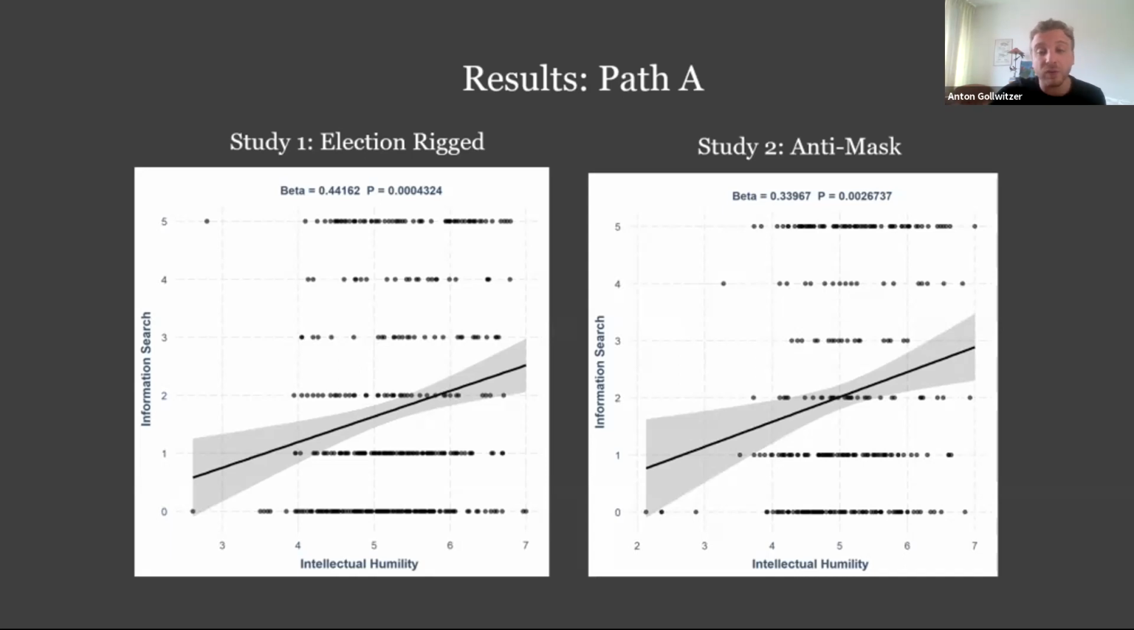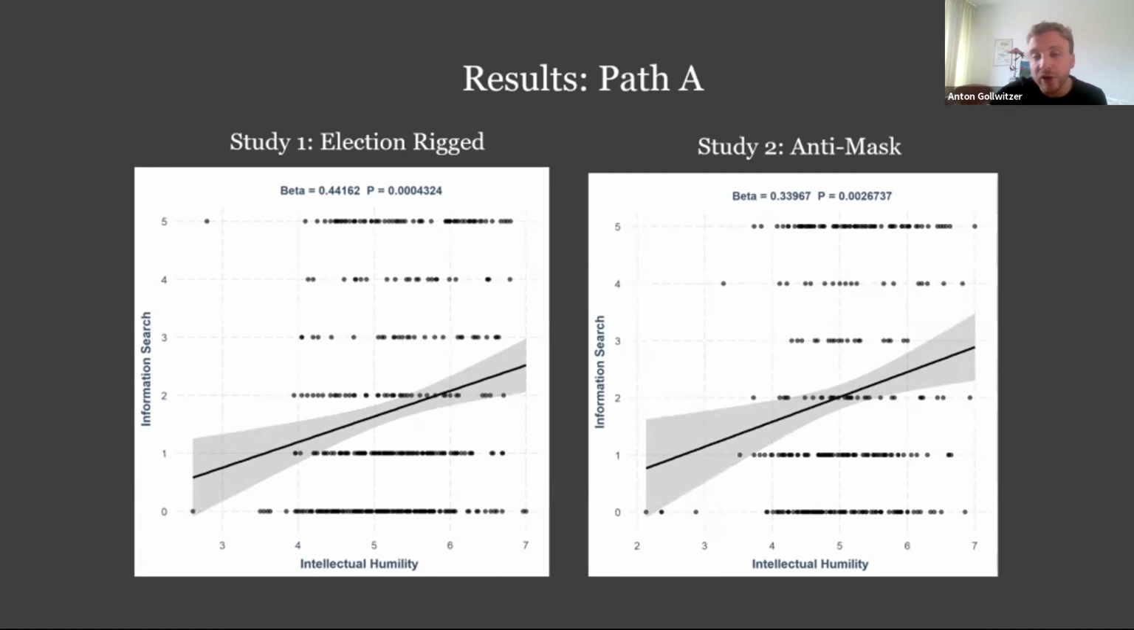And this aligns with past work that has also found that intellectual humility encourages people to consider opposing views, right? And I just want to walk through the betas for a second. The betas here are unstandardized betas. It's the same across all the results I'm going to show you. So basically, let's take the left graph. This means that a change of 1 on the 1 to 7 intellectual humility scale predicted an increase of half a link clicked in terms of the information search.